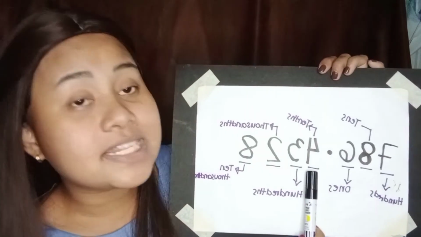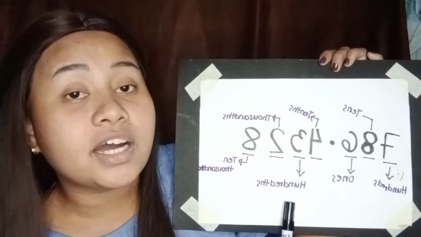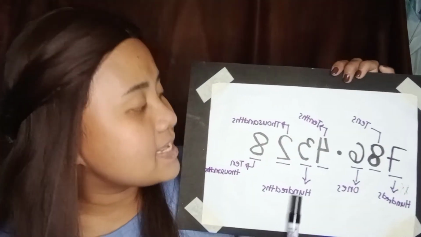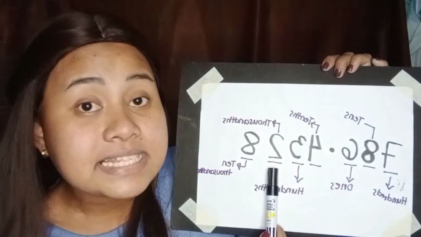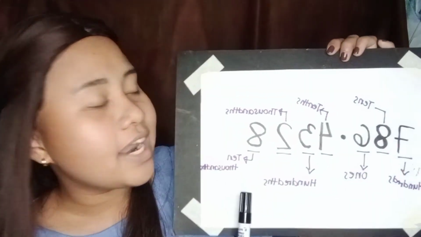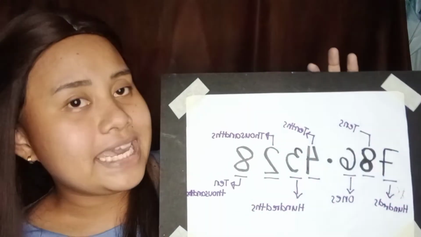The 4 is our tenths. The 3 here is our hundredths. The 2 here is our thousandths. And our 8 here is our ten-thousandths.